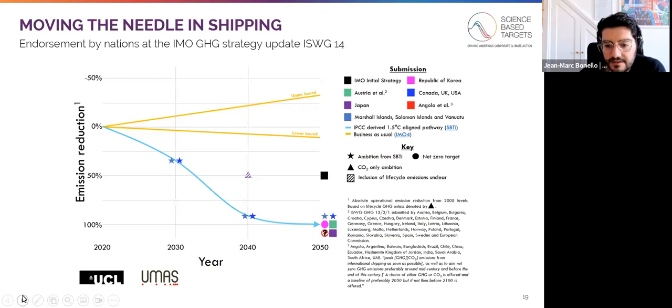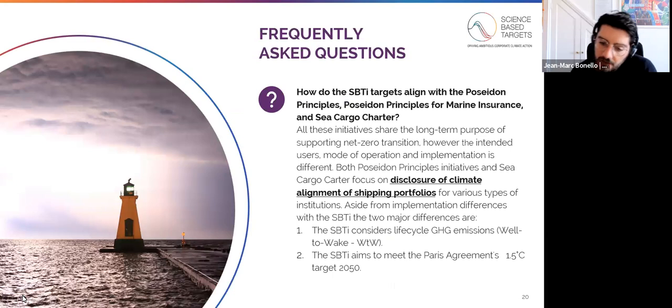If we go to the next slide. So again, going back to some of the questions that we've been asked over these past few months, and specifically one that tackles some of the other climate alignment initiatives that are specific to shipping, and more specifically, the Poseidon principles, both for financial institutions and maritime insurance, and also the Sea Cargo Charter. So for those familiar, these are 3 initiatives which are designed for and by financiers, insurers, and charterers of the shipping industry. And they also have a similar mission of transparency around emissions.